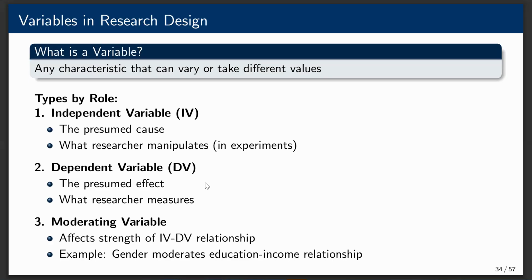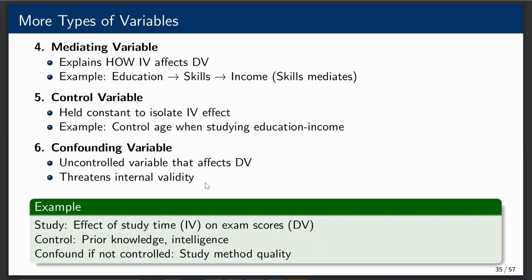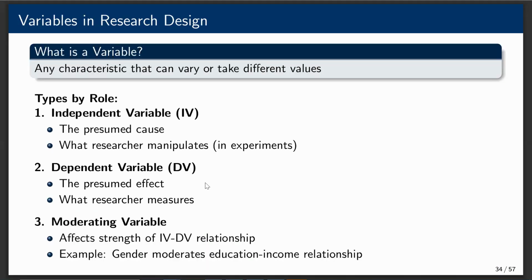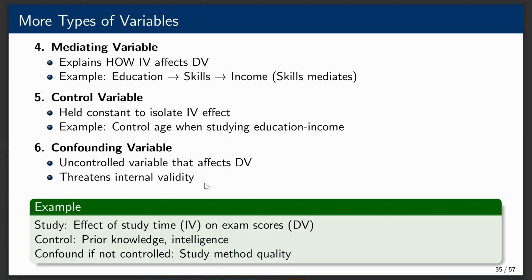So what the researcher measures. Third is the moderating variable, which affects the strength of the independent variable and dependent variable relationship. Example, gender moderates the education and income relationship. So there are three types of variable: independent variable, dependent variable, and moderating variable. Then next, I think in psychological studies we find more of these, while largely in economics we use independent variable and dependent variable, but other variables are more prominent in different social science research.